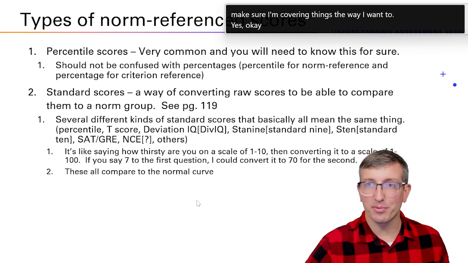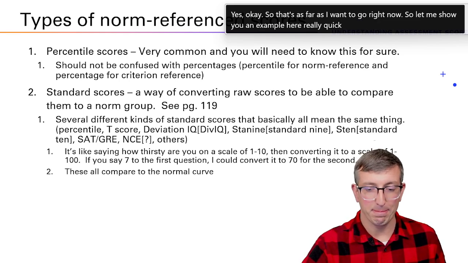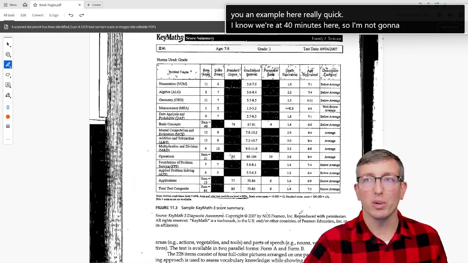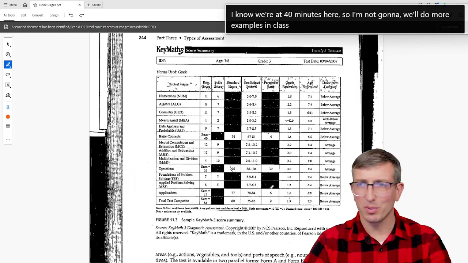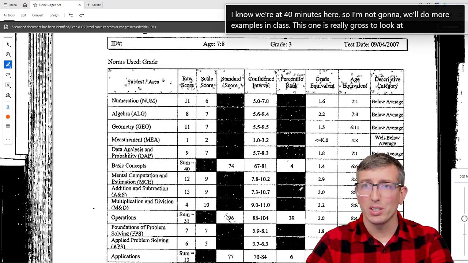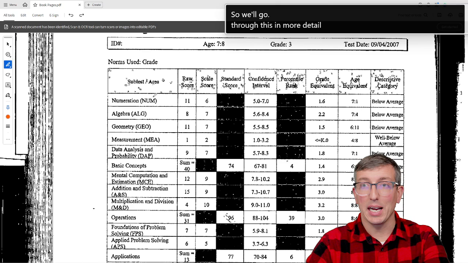Okay, so that's as far as I want to go right now. Let me show you an example really quick. I know we're at 40 minutes here, so we'll do more examples in class. This one is really gross to look at, okay? We'll go through this in more detail in class.